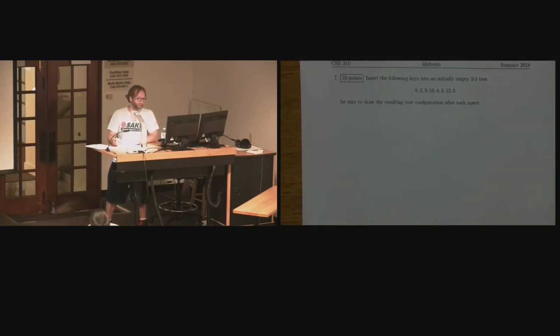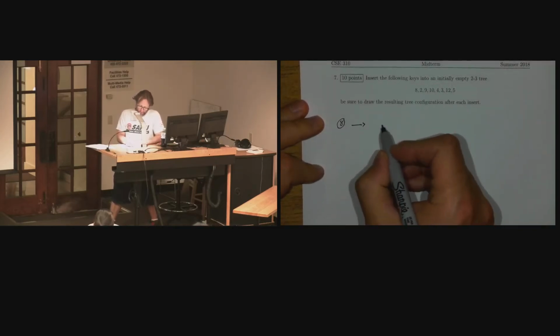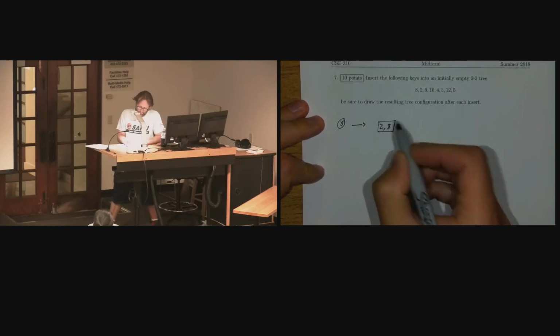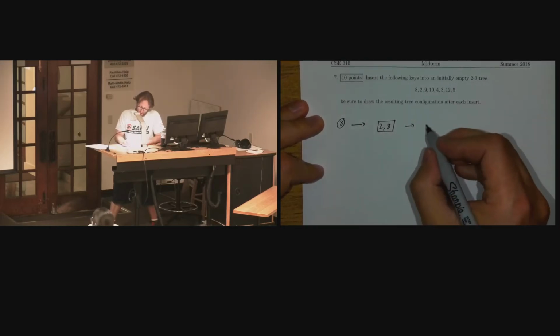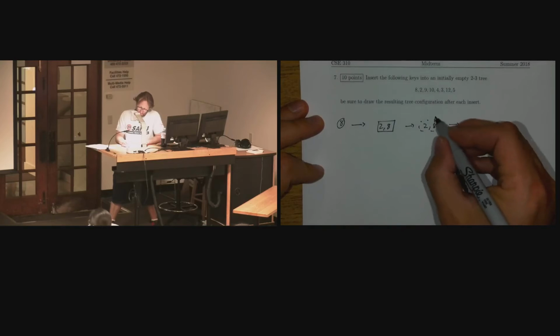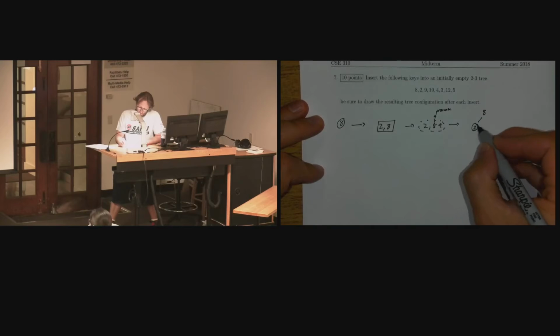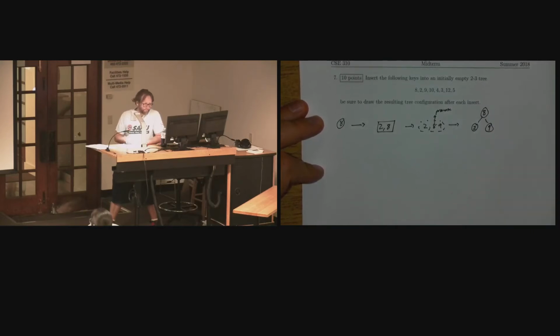Insert the following keys into an initially empty 2-3 tree. Okay. 8. Then we've got 2, 8. Then we insert 9, and we temporarily end up with 2, 8, 9. And 8 gets promoted to 8, 2, and 9. Then we insert 10. It's greater than 8. There's plenty of real estate there. So what was it, 9 and 10?